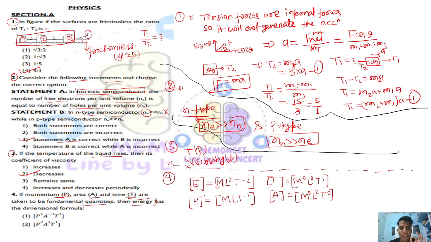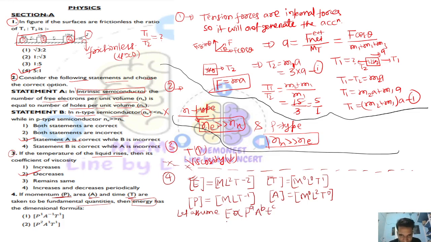Now we want to write the dimension of energy in terms of P, A and T. Now let's start. Let's assume, as you have done in your classes, that energy is proportional to P to the power a, A to the power b and T to the power c. Just as you can see in the question, we have momentum, area and time. We need to find the values of a, b and c.